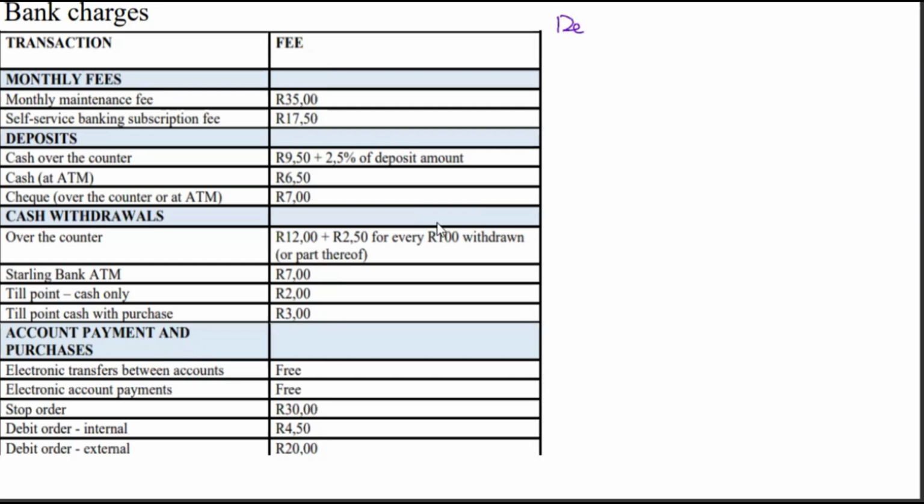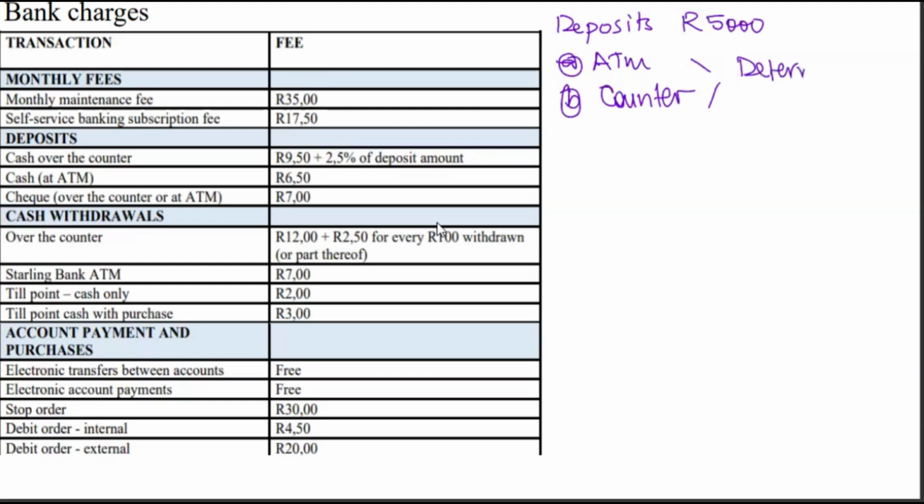Let's say someone deposits 5,000 at the ATM. Deposit, ATM or over the counter. Then B at the counter. So we need to determine the bank charges.